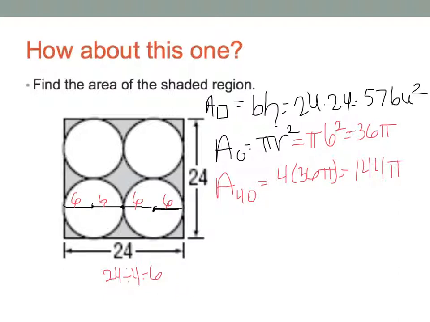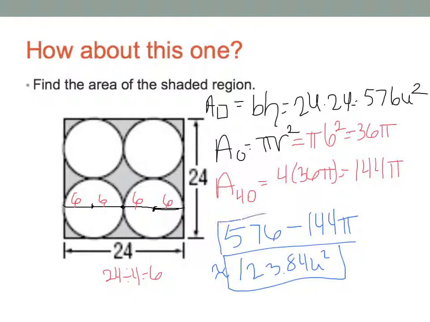So how will I find the area of the shaded region? I'm going to take 576, subtract 144 pi from it. And again, I know you guys don't like leaving it that way. And when you do 576 minus the quantity 144 times 3.14, you get approximately 123.84 units squared. Both of these are valid answers. One is an approximation, the other one is exact.